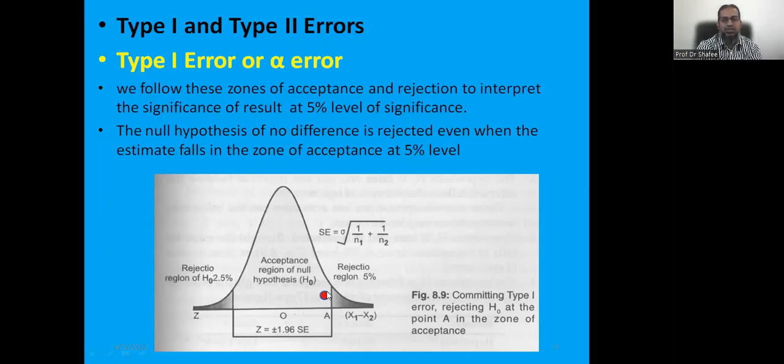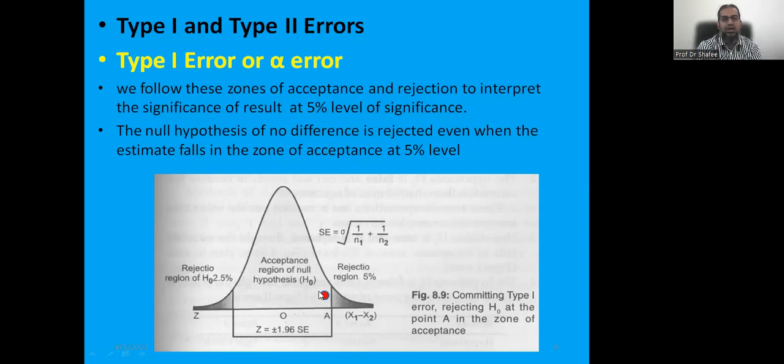Suppose your observation is falling in this region, so what should we do actually? Ideally, we should accept it, but we are rejecting this observation. We are rejecting that it is not by chance. So this becomes the type 1 error when the observation is falling in the zone of acceptance and we are rejecting it, or when the null hypothesis is correct but we are rejecting it.